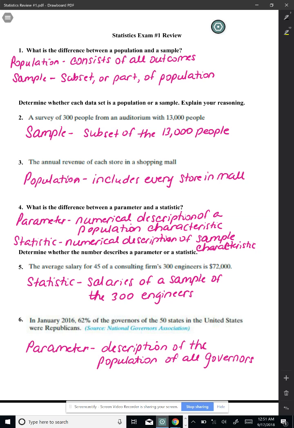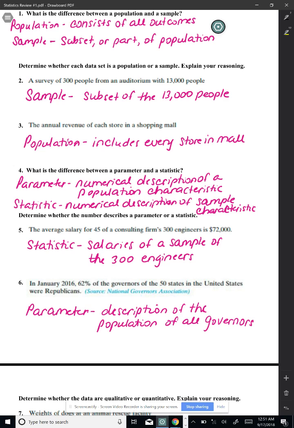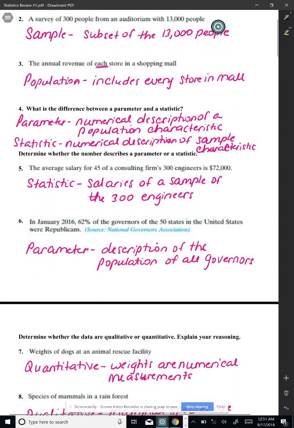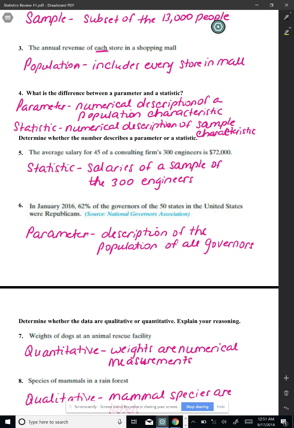On question 2 and 3, you're just determining whether it's a population or a sample. 2 says a survey of 300 people from an auditorium with 13,000. So this is a sample since it's a subset of the 13,000. And number 3, the annual review of each store in a shopping mall. This would be a population because it says each store. So since it includes every store in that mall, it includes all of the stores of interest. So it is population.